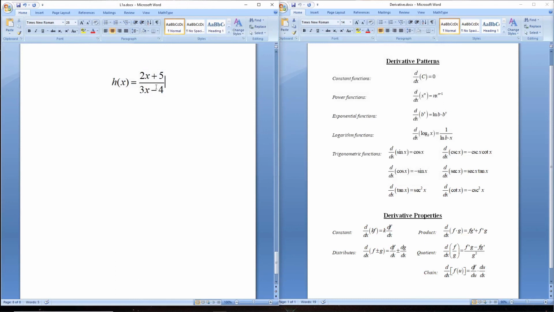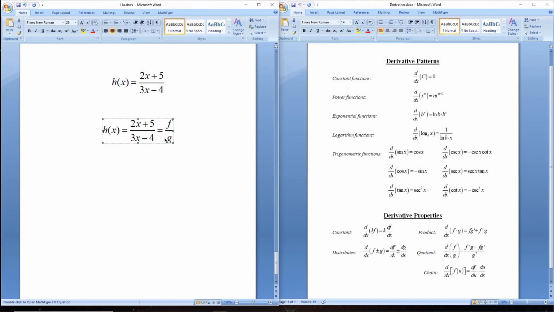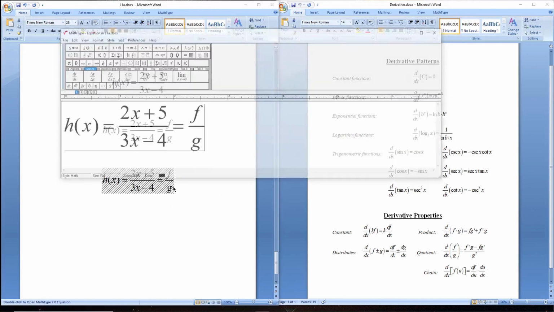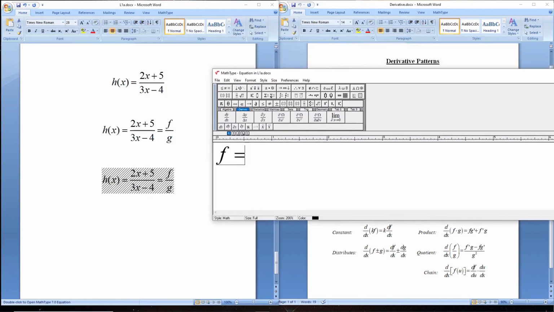So if we have division, we would then go to the quotient rule down here. And we're going to do the same thing as we did with product. Instead of recognizing this as F times G, we're going to recognize this as F divided by G. And we're going to do the same thing by defining what F and G are. So we're saying F is 2x plus 5, and G is 3x minus 4.